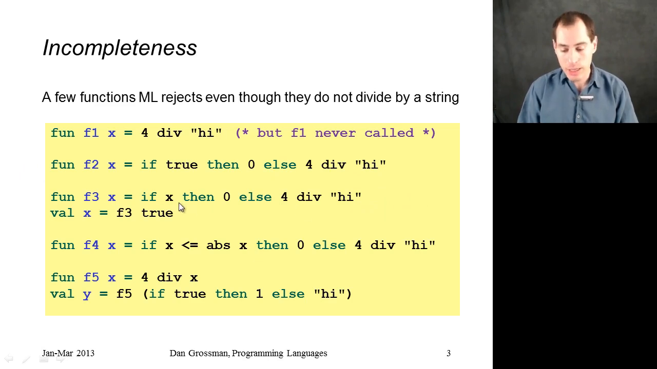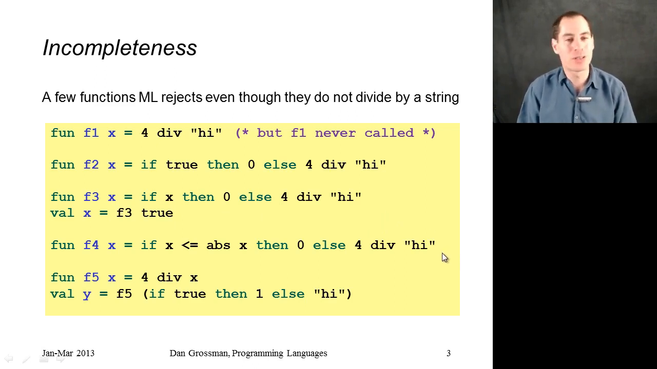f3 could end up doing the else branch. It depends what its argument x is. But suppose in the program, f3 is only ever called with true. Right? If you only ever call f3 with true, then this code will never execute. But we expect type checkers to give this sort of error message.